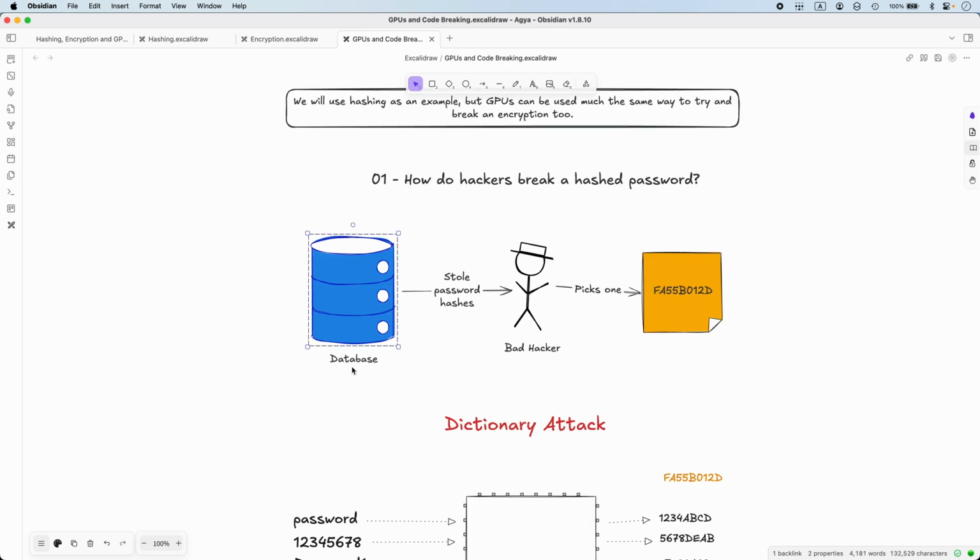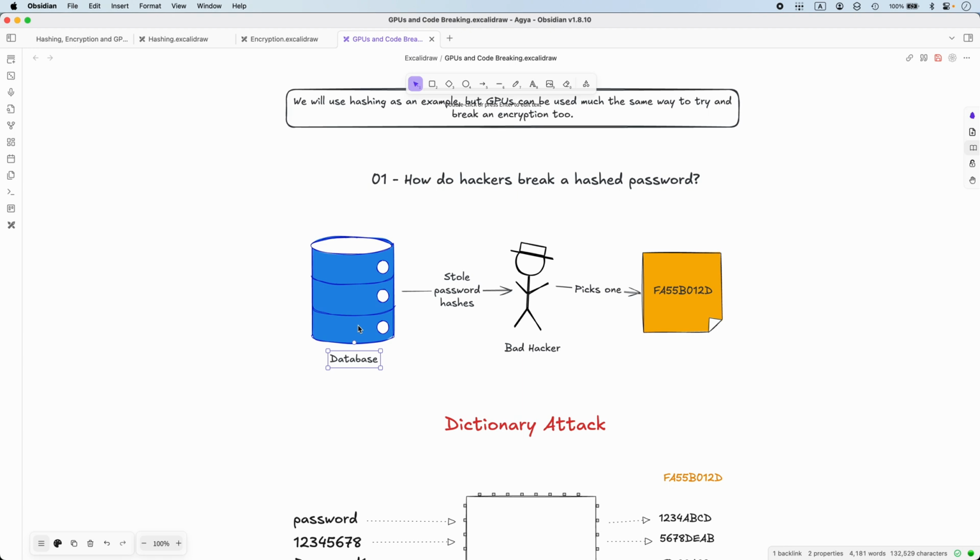So, assume there is a database from which a password hash was stolen by a bad hacker. There are good hackers, but for this video, we'll just call this mean bad hacker with this term hacker. So you might have heard of so many security breaches happening. What happens is they somehow dump the database. Basically, dumping the database means making a copy of it, right?